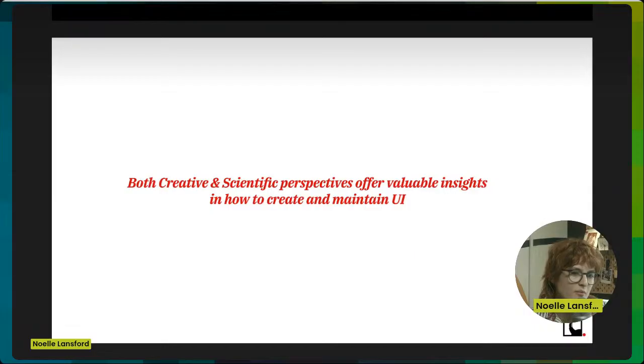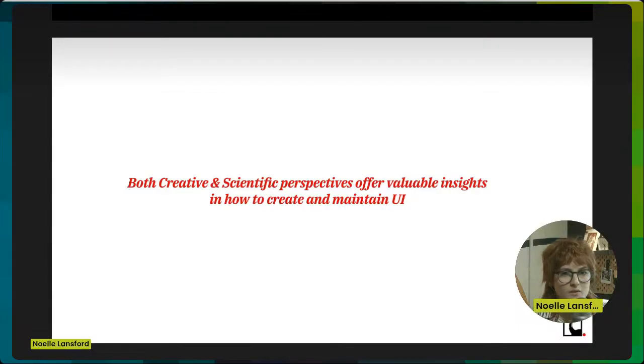And I think both the creative and the scientific perspectives offer valuable insights in how to create and maintain UI. I think it's really important to say that both have value in both creating and maintaining UI. I think too often we see, oh, well, the creative mind should just create and the scientific mind should just maintain. And I really think that both have a lot of value cross-pollinating in both areas.